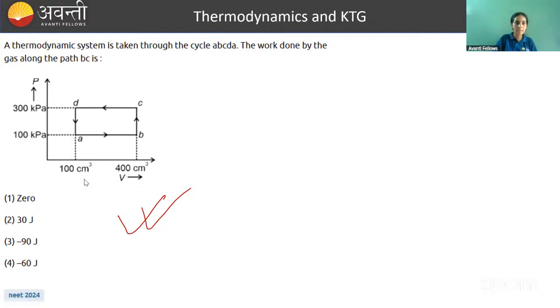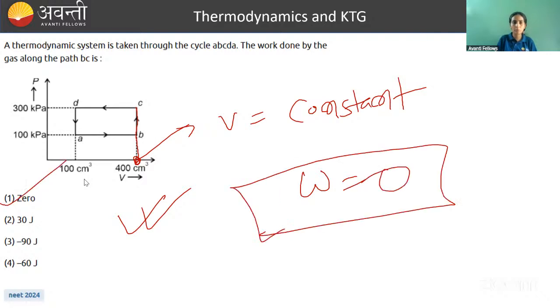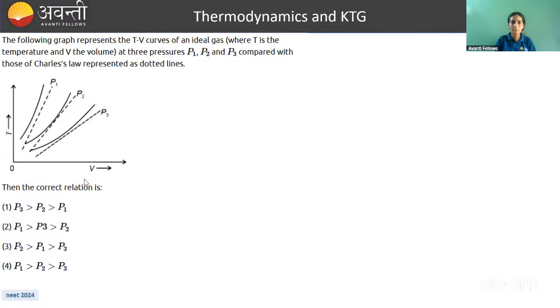So what will be the work done in process BC? In process BC, you can see what is constant. Volume is constant. And when volume is constant, what do we write for work done? Work done we write as 0. So correct answer will be 1. Questions are quite simple. Let's do this question. After that, we will end the class.